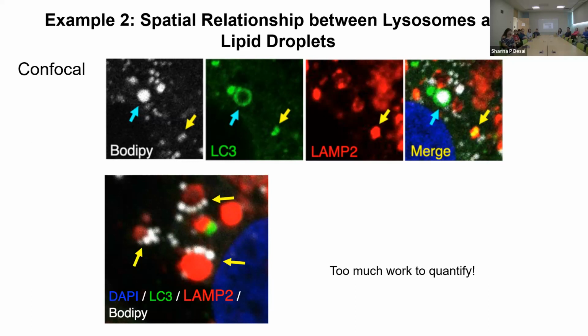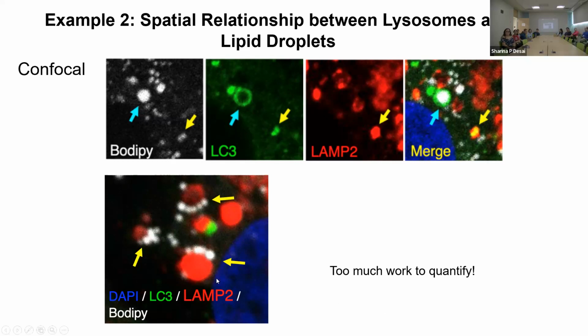Here I show you the control images, and here I still use BODIPY to stain lipid droplet, and also use LC3 to recognize the autophagosome. And LAMP2 is a marker for lysosome. Here you can see this lipid droplet is surrounded by LC3. That means this lipid droplet is already in an autophagosome. And this one, this lipid droplet is about to contact this lysosome. So I think this is a very typical event of autophagy of lipid droplet, but this is not the event we're going to look at.